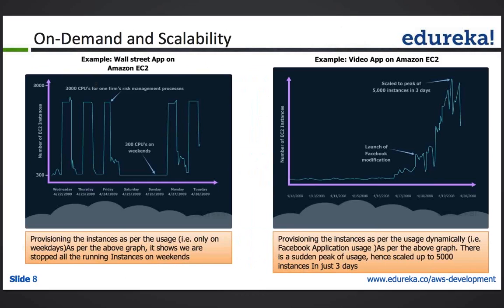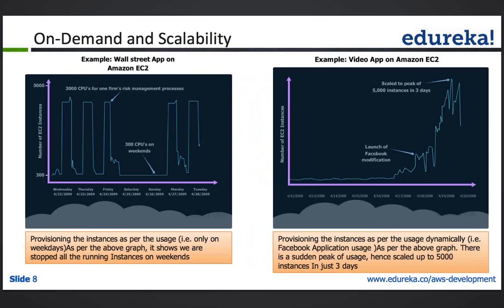And the second example on the right side is a video application. And what happened here is for some reason, perhaps there was a modification on Facebook, this video application became very popular in a very short time. As you can see in the chart, in a period of 3 days, they went from essentially hardly any usage to a very high usage. And at the peak of the usage, they needed 5,000 servers. So they essentially went from maybe 10 or 20 or 100 servers to 5,000 servers in 3 days. And this is possible using AWS and EC2.